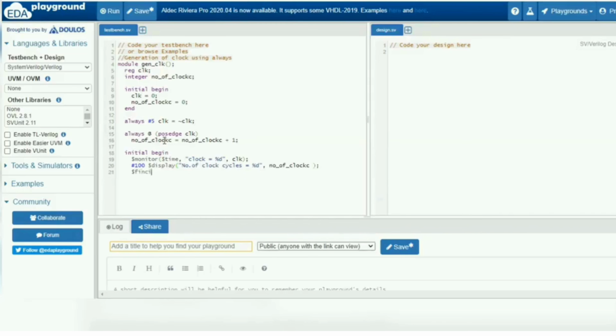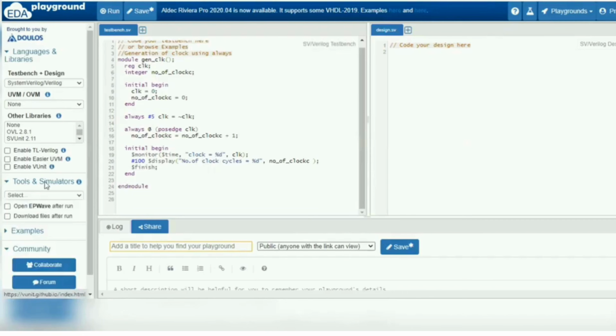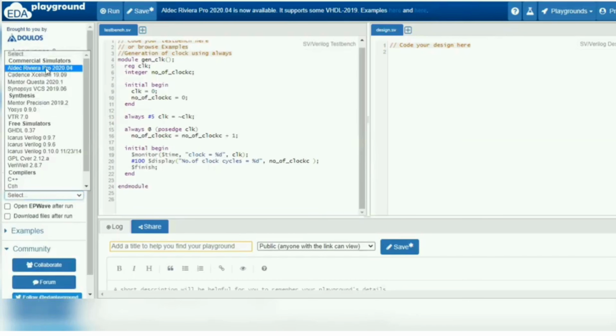$finish to terminate the execution at 100 time units, and end module. Now we'll see how the simulation result looks.